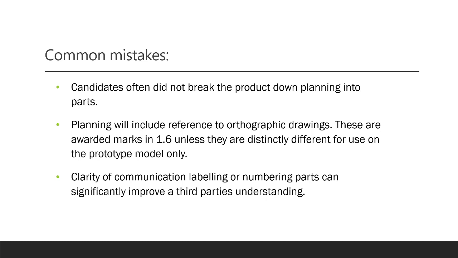So you might have decided that a certain component part would be manufactured a certain way in real life, but to manufacture it for your prototype, it needs changes. And that might mean that there are new orthographic drawings entered here, and they can be awarded marks in this section if they are specifically about the product you are about to manufacture.